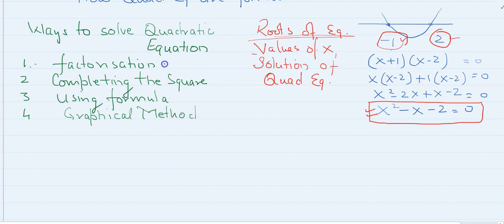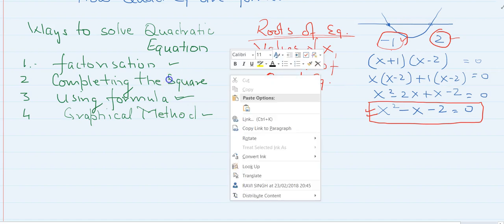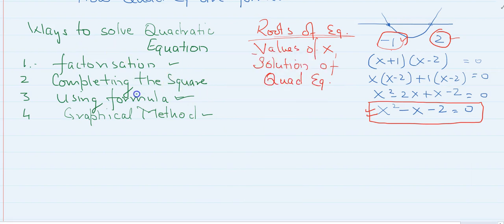Now there are few equations which you can solve by factorization, but it's the easy method. Some equations are easy to solve using completing the square. Almost all the equations can be solved by using the formula. And there are some quadratic equations you can solve using graphical method. We are going to discuss all these methods one by one of solving quadratic equation. So let's talk about solving quadratic equation using factorization.